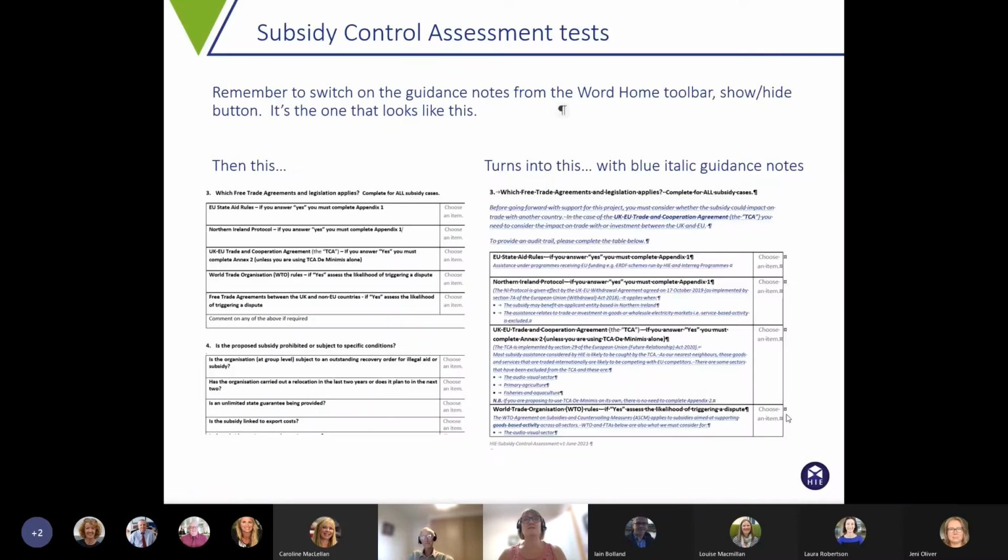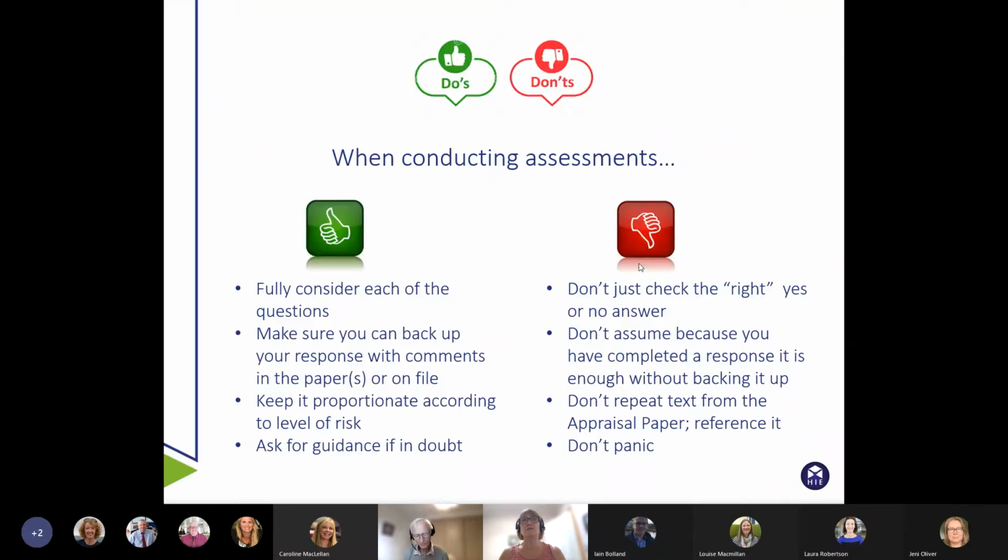Just a reminder, from what I used yesterday: when you're in the subsidy control assessment template, switch on that wee button in your home toolbar at the top so that you'll get the blue guidance notes. If you don't do that, you're kind of working with one hand behind your back, or with a blindfold on, because you won't see the blue drafting guidance. Then you can switch that button off and you've got your straightforward Word document once you're finished. And again, please think about the questions that are being asked so you understand what they mean. Don't just hit yes or no because you think that's the easy answer. Think about it and then justify why you're doing something.